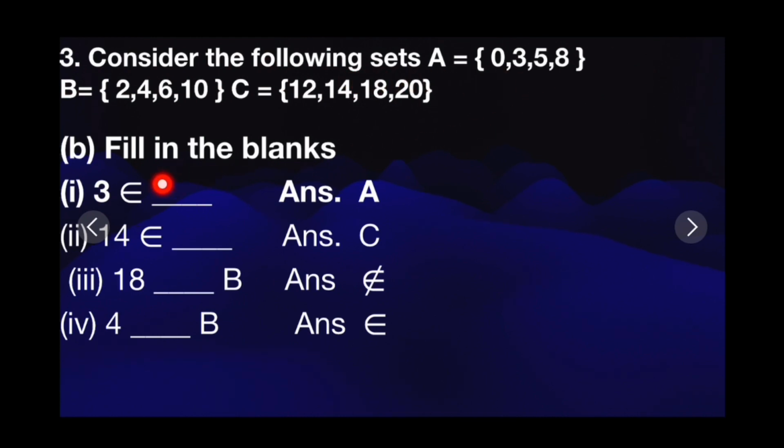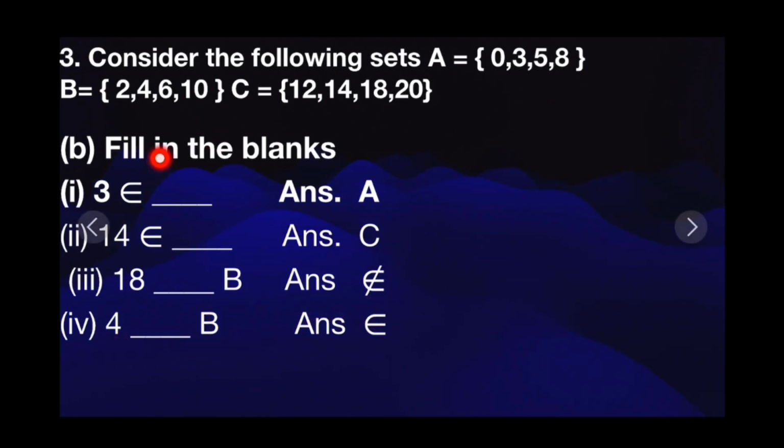Question number 3. Consider the following sets and fill in the blanks. 3 belongs to, let us see where 3 belongs to. It belongs to the set A. So the answer is A. 14 belongs to the set C. Answer is C. 18, does it belong to B? No, it does not belong. So we'll put this symbol, does not belong.